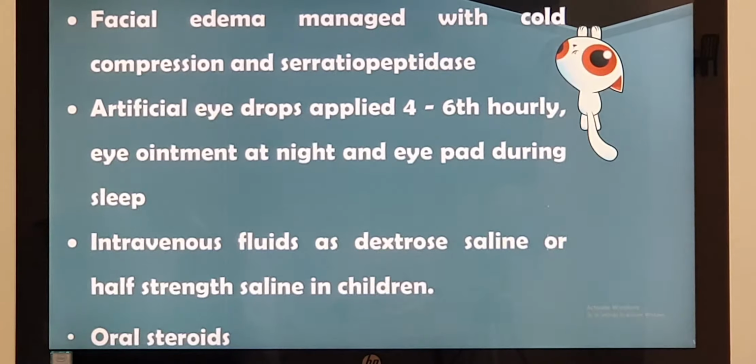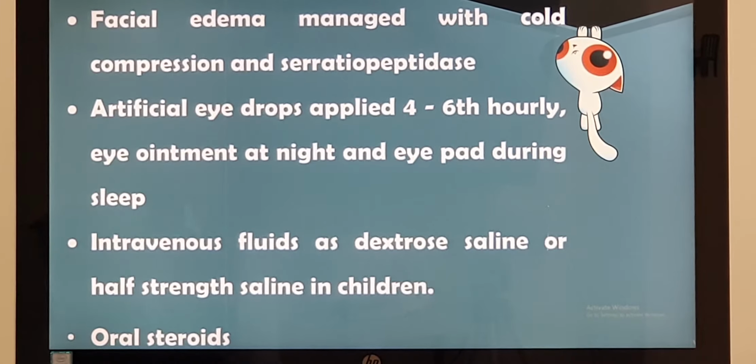Now, when there is severe edema or eyelid swelling, that will be managed with cold compression. The ophthalmologists have a few things to suggest. They will say that we have to apply artificial eye drops at least 3 to 4 times daily, and apply eye ointment at night, and if needed an eye pad. If advised, you have to close your eyes manually and use an eye pad also during sleep. At the same time IV fluids will be going on.